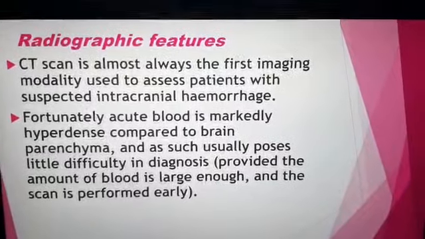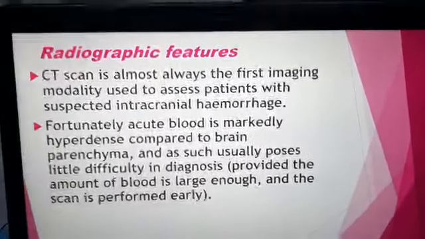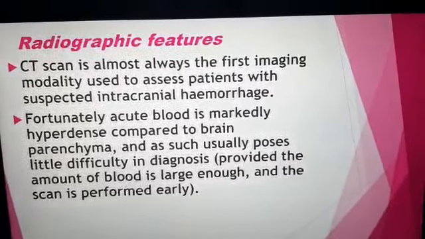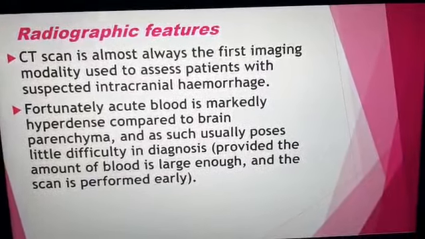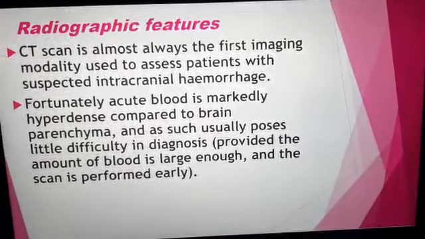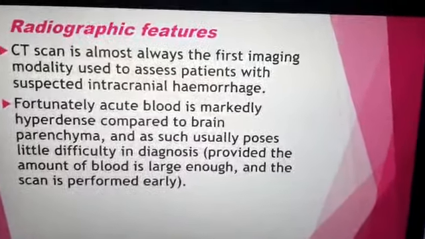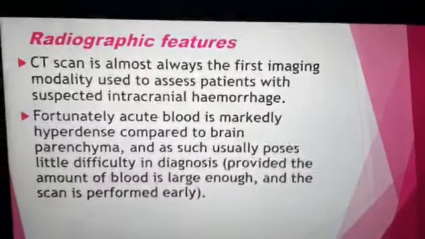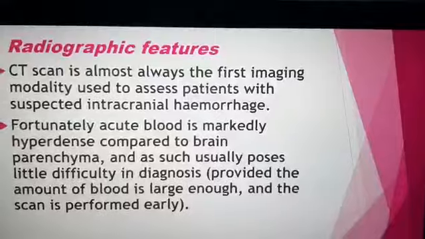The area of hyperdensity depends on the amount of blood. When there is a large hemorrhage, there is a large hyperdense area. When there is a small hemorrhage, there is a small hyperdense area. But the hyperdensity is obvious for diagnosis. Hyperdense means brighter, an area brighter than the adjacent brain parenchyma. So it is easy to diagnose because it is a bright area.